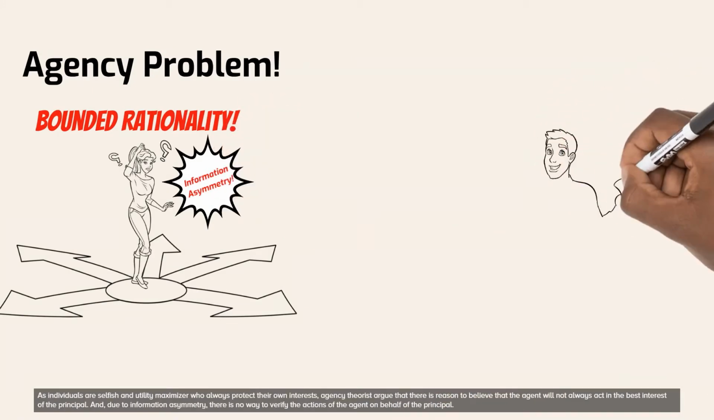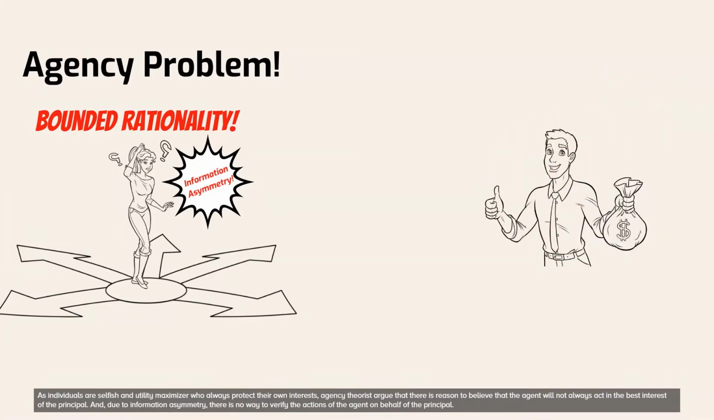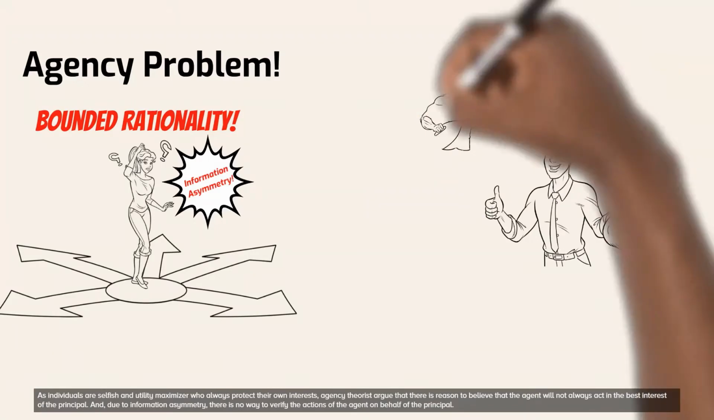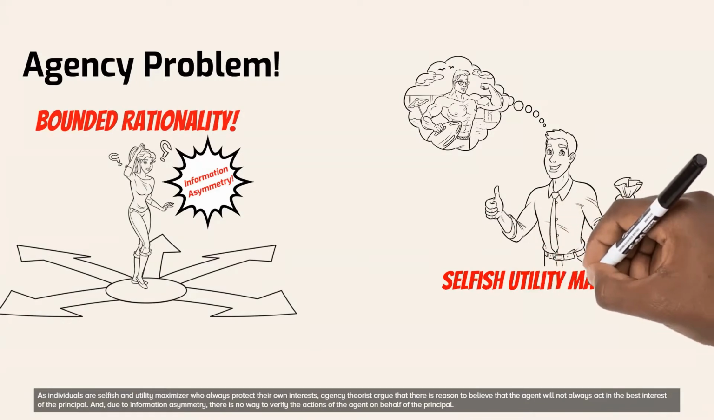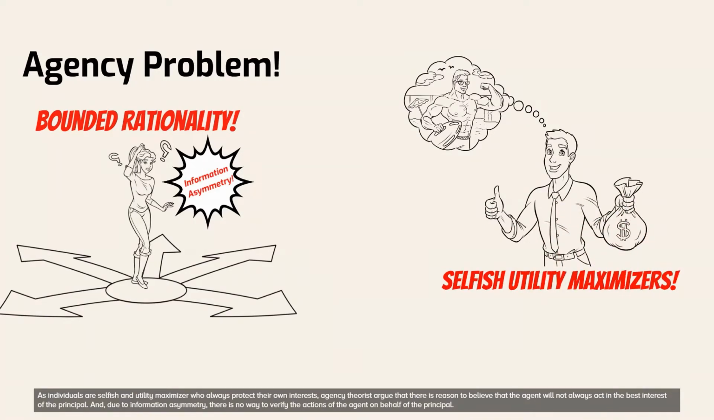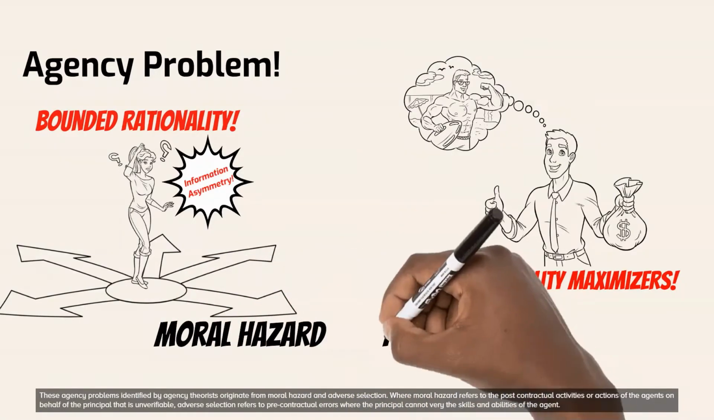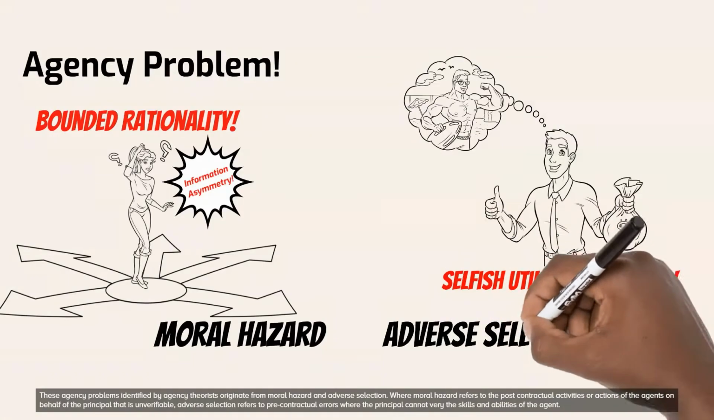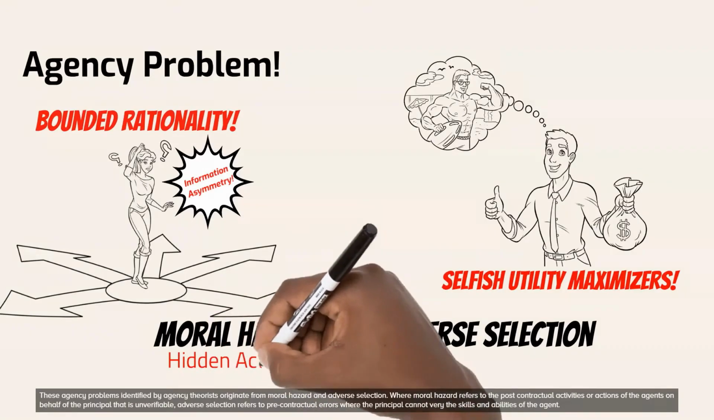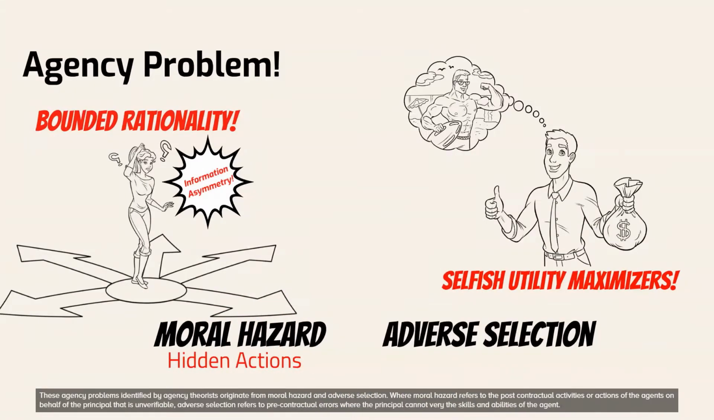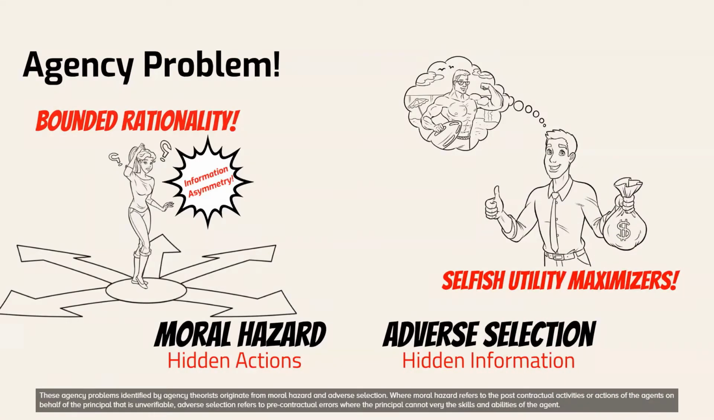As individuals are selfish and utility maximizers who always protect their own interests, agency theorists argue that there is reason to believe that the agent will not always act in the best interest of the principal. And, due to information asymmetry, there is no way to verify the actions of the agent on behalf of the principal. These agency problems identified by agency theorists originate from moral hazard and adverse selection. Moral hazard refers to the post-contractual activities or actions of the agents on behalf of the principal that are unverifiable, while adverse selection refers to pre-contractual errors where the principal cannot verify the skills and abilities of the agent.